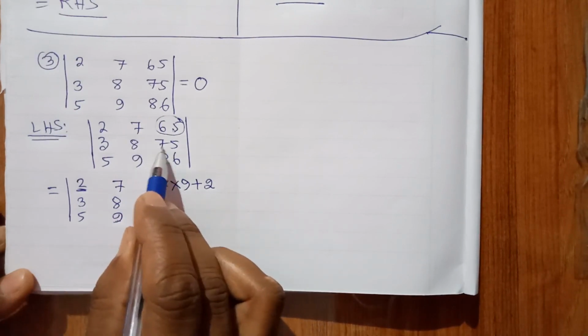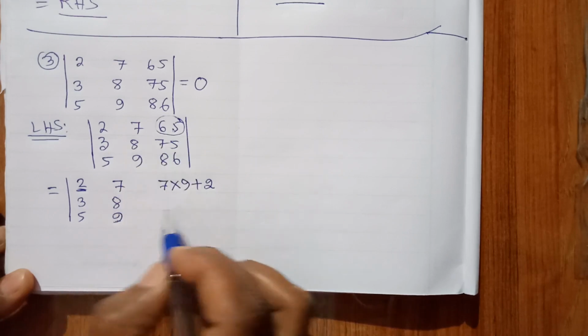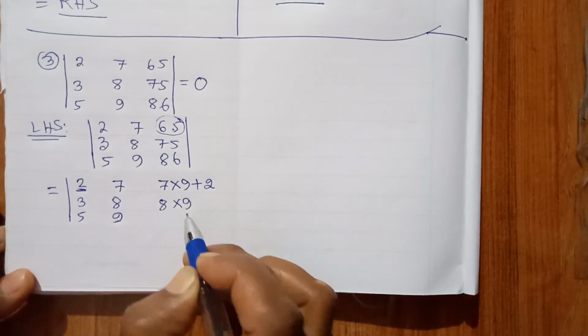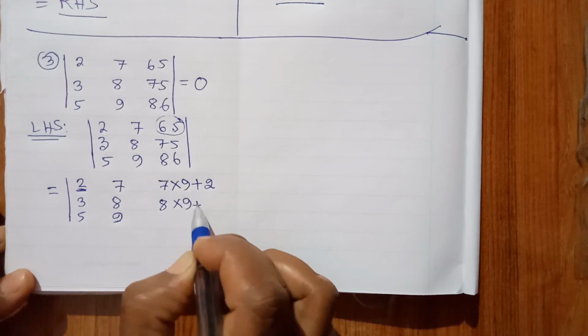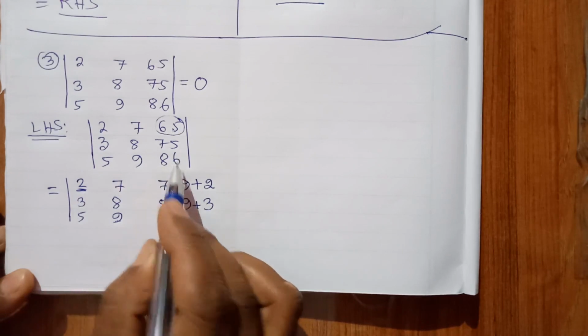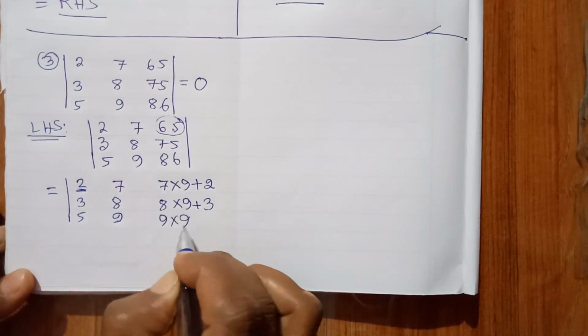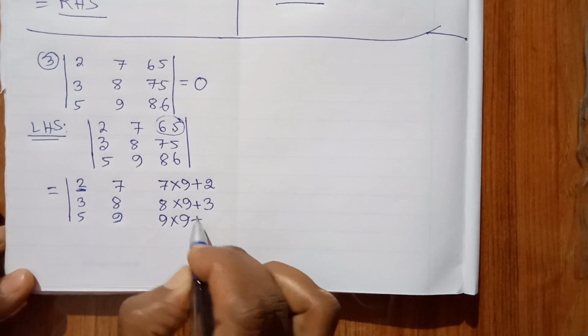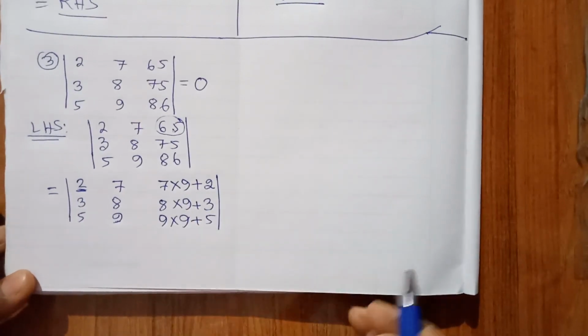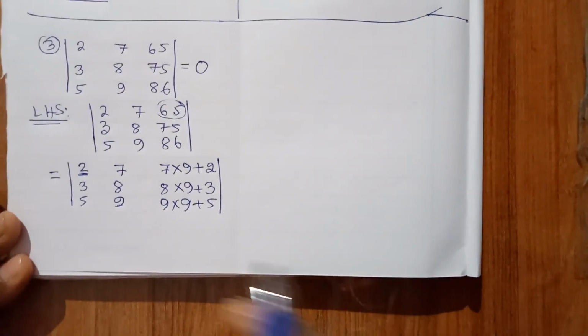Now comes 75 divided by 8. 8 goes in how many times? 9 times 8 is 72 plus 3 remainder. This 3 is coming as the remainder. Now 86: 9 nines are 81 plus 5. This 5 is coming as the remainder here. Okay, this is coming.